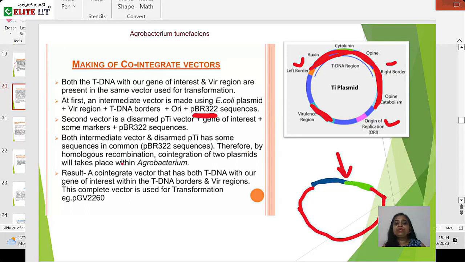Therefore, by homologous recombination, there will be the same PBR322 sequence. I told you a homologous sequence should be there for the homologous recombination process. So there will be recombination between these two vectors. Co-integration of two plasmids will take place with Agrobacterium.